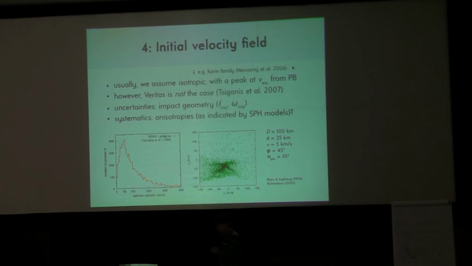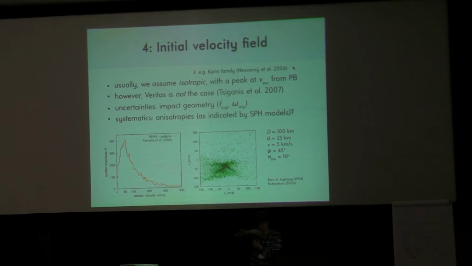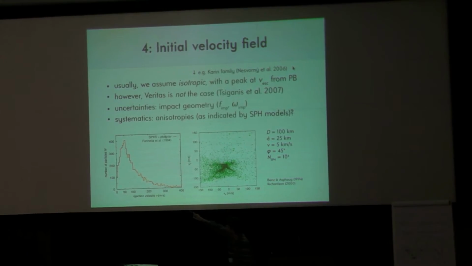One of the famous cases, which is definitely not isotropic, is the very standard, for example, in use. And we have 2 problems. The uncertainty is related to the impact geometry, to the true anomaly of the impact, and to the longitude of the pericenter. Sometimes these two omega can be constrained, as we shall see later on. And the systematics are, of course, that the initial velocity field was indeed anisotropic. This is a result of an SPH model, SPH plus cavitation or accumulation model.